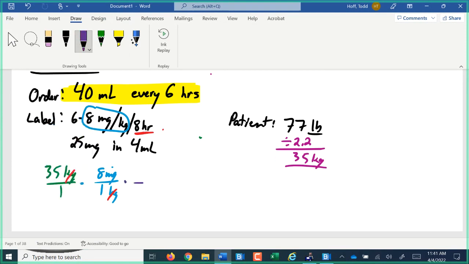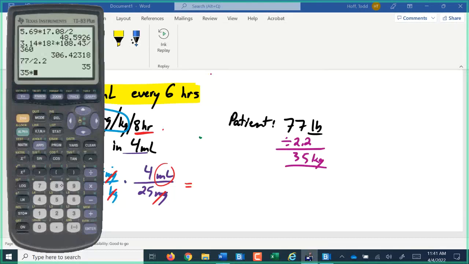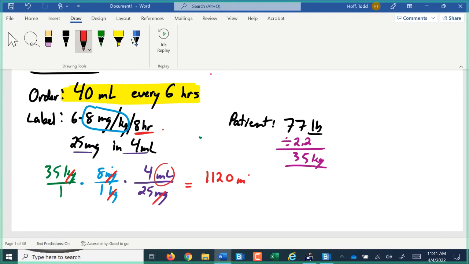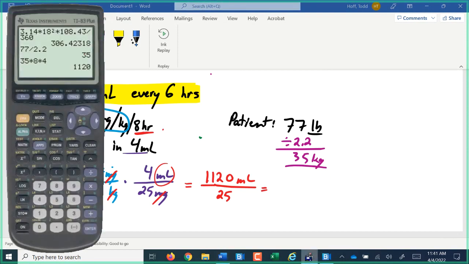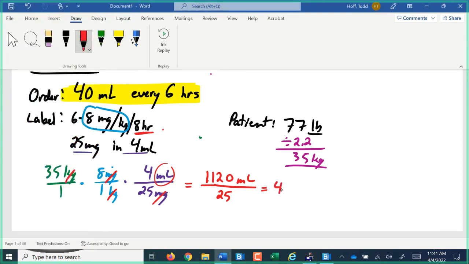Now we need to get rid of the milligrams. Down here we have 25 milligrams and 4 milliliters. So I'll put the milligrams on bottom. Now the only units we have left are milliliters, which is what we want. So let's go ahead and multiply out here. We have 35 times 8 times 4, which is 1,120 milliliters. On bottom, 1 times 1 times 25 is 25. So we'll divide that up. 1120 divided by 25, we have 44.8 milliliters.